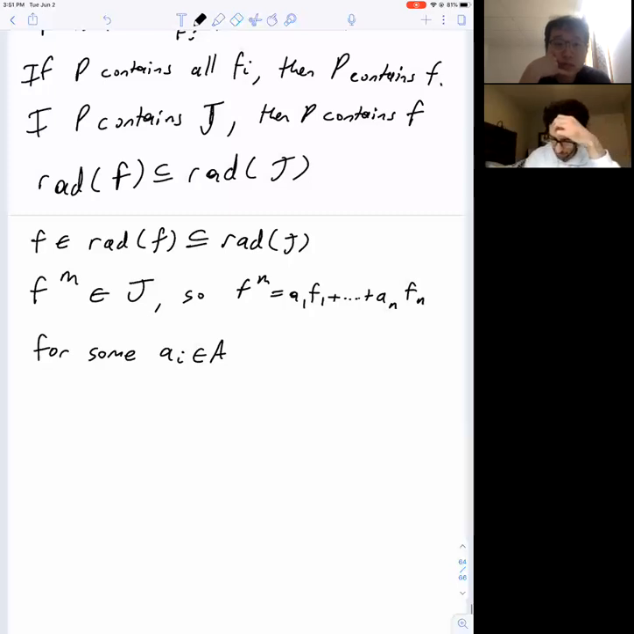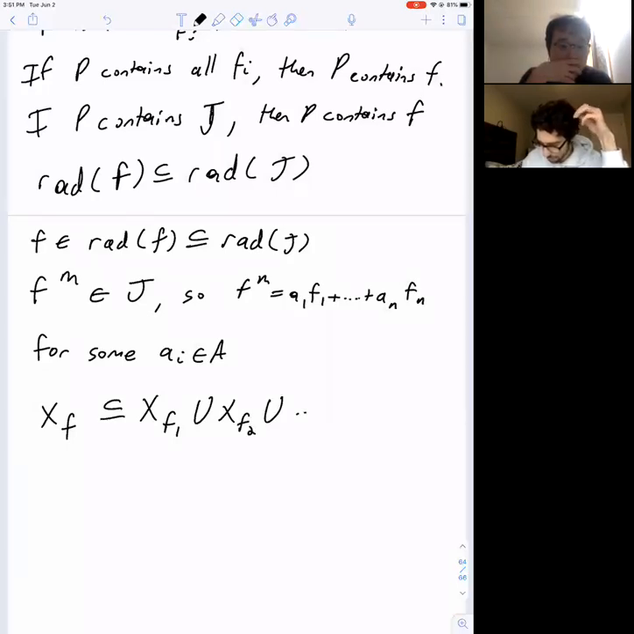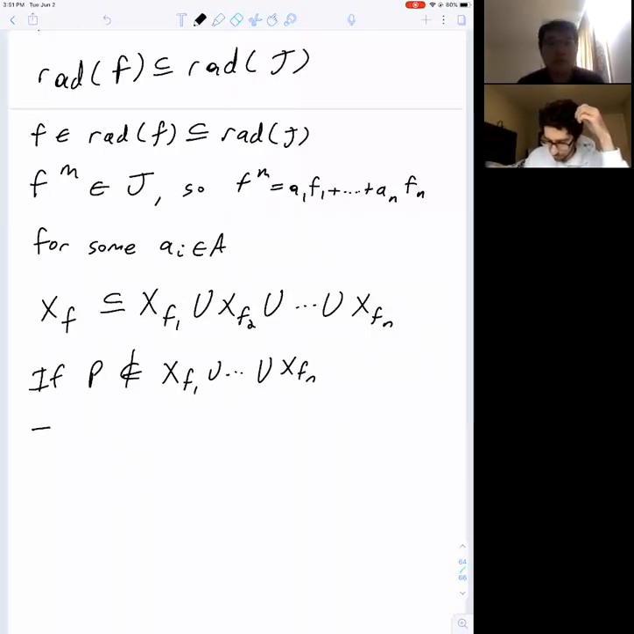So I claim that X_F is contained in X_{F_1}, X_{F_2}, up to X_{F_n}. So how do I prove that? Let's just do the opposite. So I'm going to say that if P is not in this union, I want to prove that then P is not in X_F.